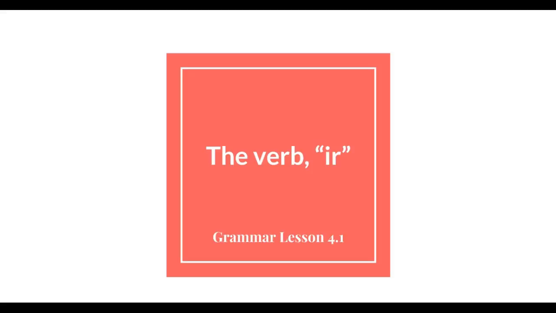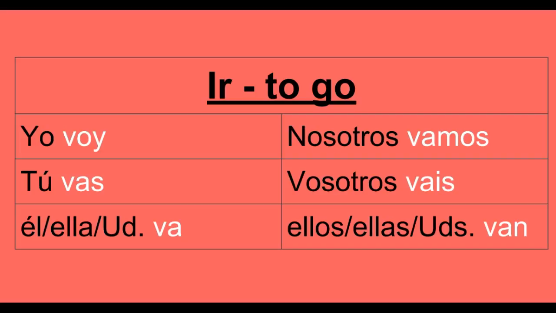Grammar Lesson 4.1, the verb ir. Today's grammar lesson is very short and sweet, but it's also very important, so make sure you take good notes today. The verb ir simply means to go. Here are your 6 conjugations of the verb ir.